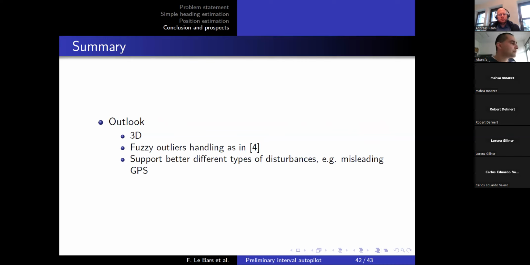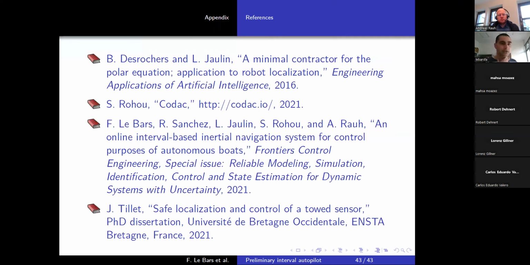There are also many improvements that could be done in the interval fusion algorithm proposed. For example, using the idea of fuzzy outliers that were studied in previous works, and also multiple types of disturbances should be taken into account, especially the case of misleading GPS data. So I would say that's all for now, and I'm ready to answer your questions or remarks.